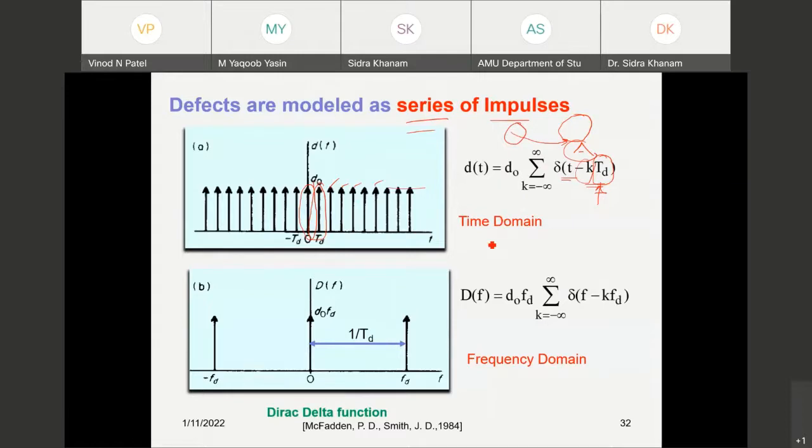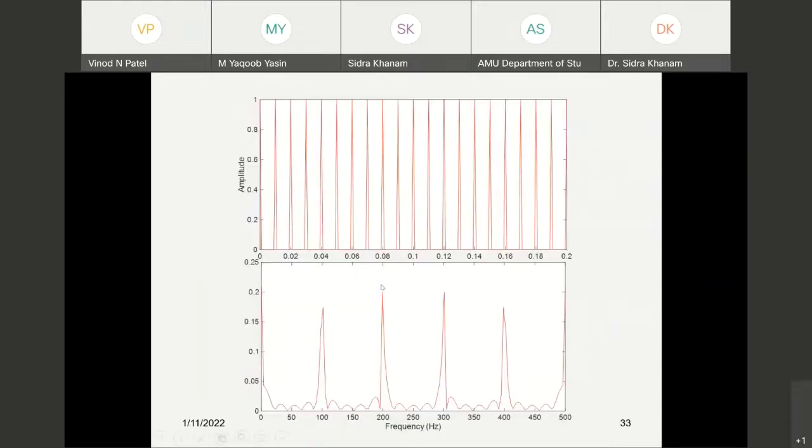And if I convert this to frequency analysis, I will get at 1 upon td, that is f equal to k times ft, some frequency peaks in the frequency domain. This impulse series has been generated using the MATLAB function pulse train, and you can convert it to frequency analysis as well. Based on 0.01, it is 1 upon 0.01, so 100 hertz is its frequency. So you can get that frequency impulse here.